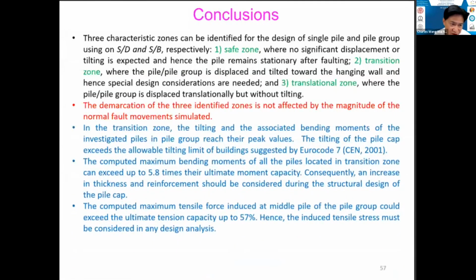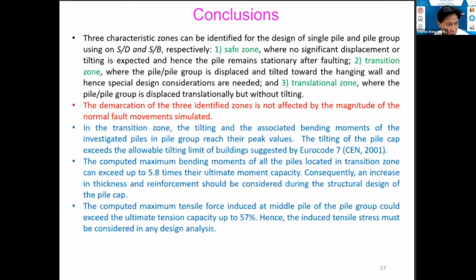And here, just to give you more detail and elaboration of the transition zone, the tilting and associated bending moment of the pile we investigate, which is the peak value. The transition zone is always a problem. Also the tilting of the pile can exceed the ultimate allowable limit imposed by Eurocode 7, for instance, and the maximum bending moment of all piles in transition can be up to 5.8 times the ultimate capacity.